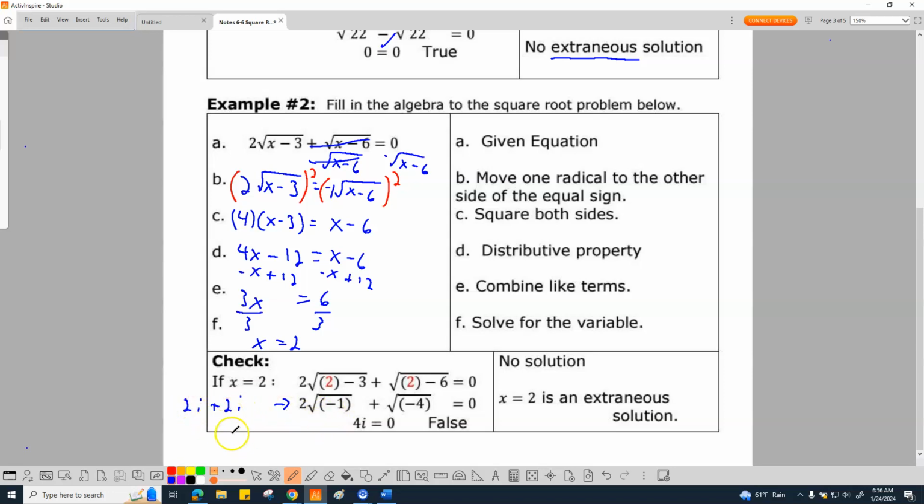And then all of a sudden, 2i plus 2i, 4i equal to 0. No, that is not true. No, 4i is not equal to 0. So x equals 2 is an extraneous solution. And that's the crux of this. This is a huge part of it. This isn't a second note. This isn't worth 10 points. The extraneous solution is worth about 25% of this. So you got to make sure that you are checking for this. So that's example number 2.